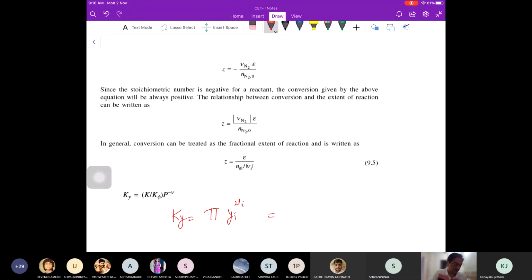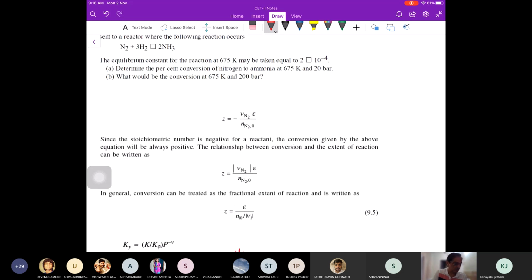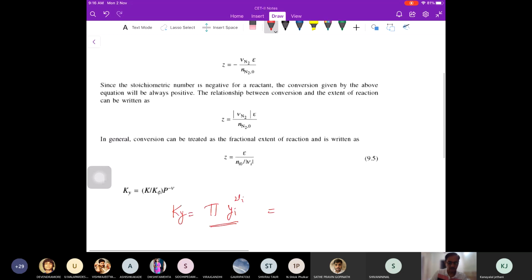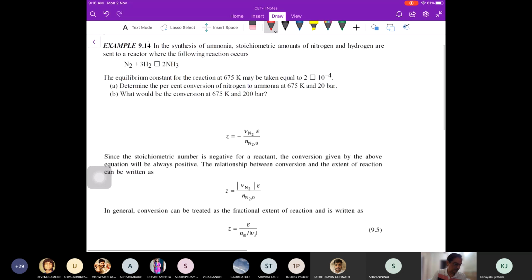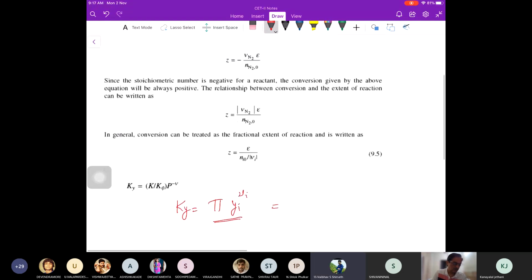How do you translate this for ammonia, this reaction? N2 plus 3H2 gives 2 ammonia. So put in the values of nu I. What is nu I? Moles of product minus moles of reactant. Nu I is nu for I. What is nu I for this reaction? The mole fraction of ammonia raised to 2, y ammonia raised to the power of 2.